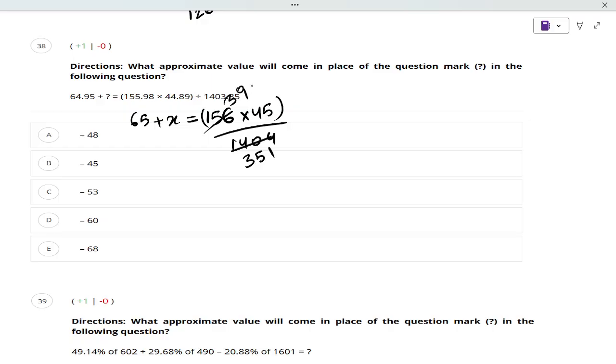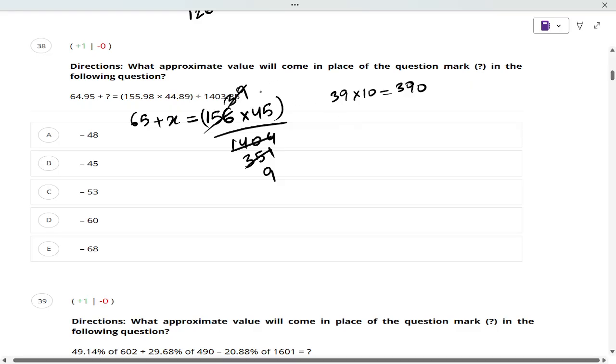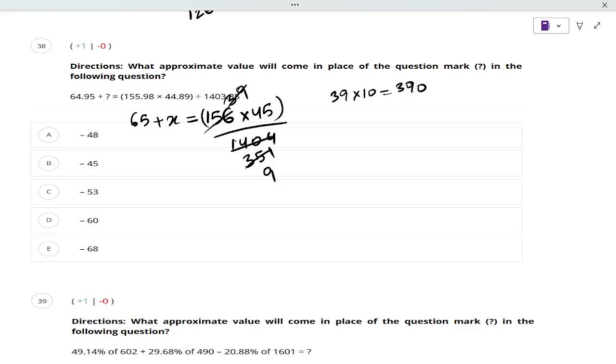Now here can we cancel by 39? I think it's possible. 39 9 times will give us 351. How did I do that? I just took 39 into 10. This will give us 390. But 390 is greater than 351. That means obviously this is divisible by lesser than 10. Now if we take 9 into 9 it will give us 81. So here we have 1, right? So that's how I took the approximation, right?